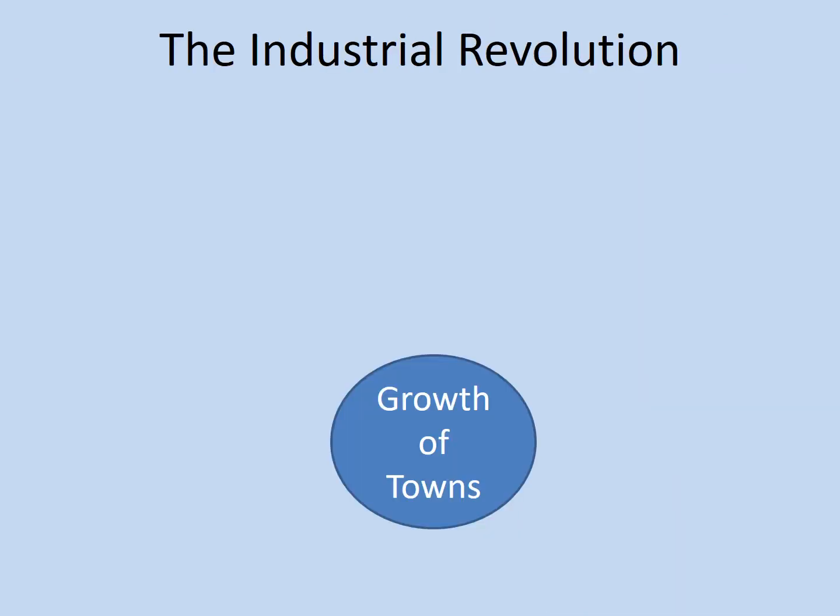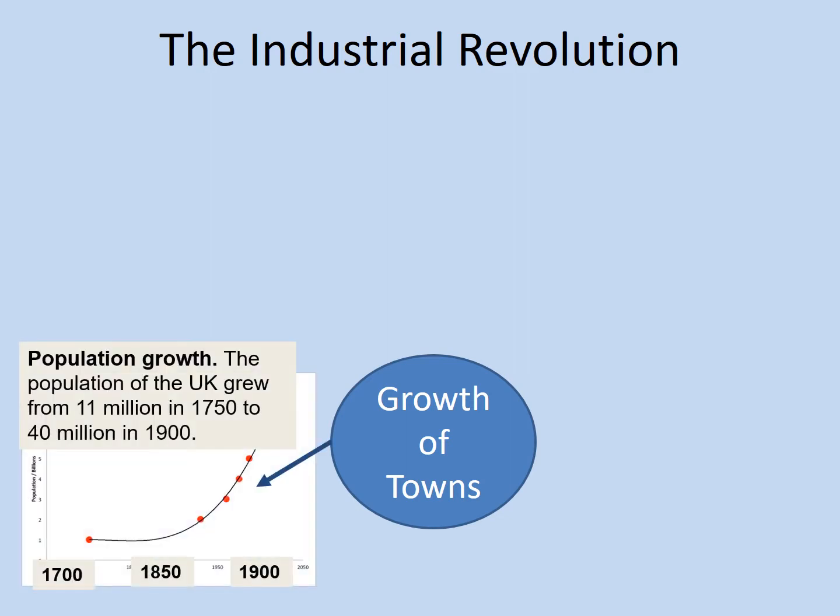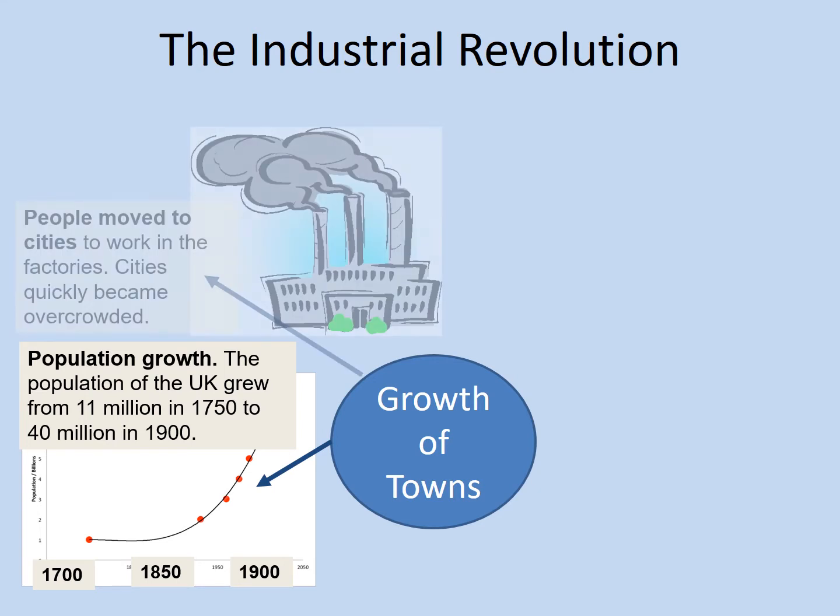We're now going to have a look at the effects of the growth of towns. You're going to have to create your own diagram like this, so be ready. Firstly, we've got to look at the population growth. The population of the United Kingdom grew from 11 million in 1750 to 40 million in 1900. The graph gives us some sort of idea of just what a steep increase this is.